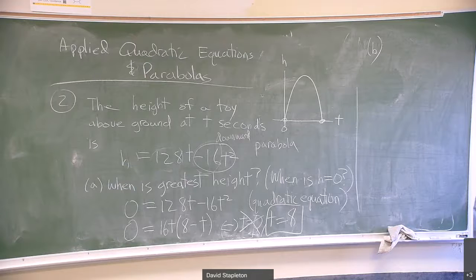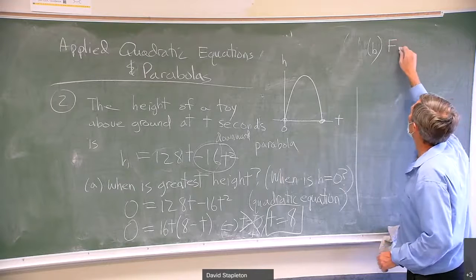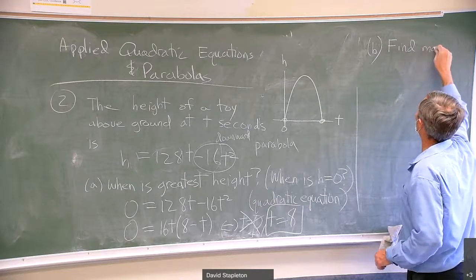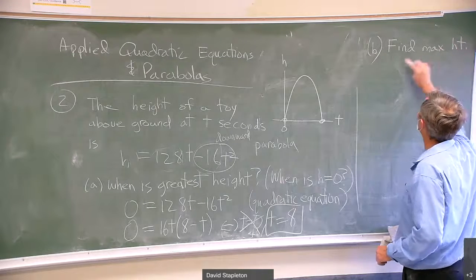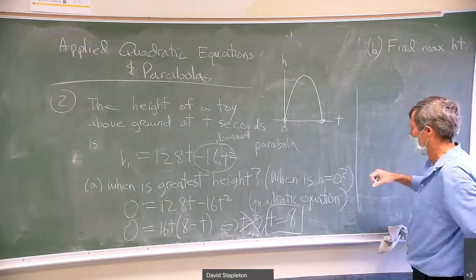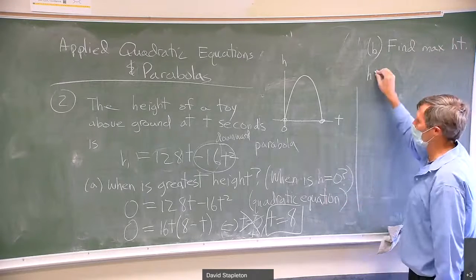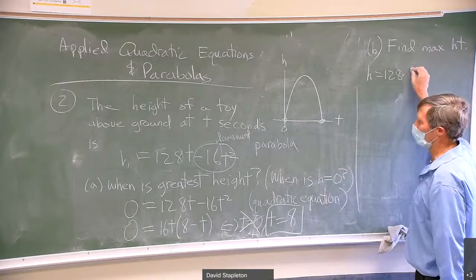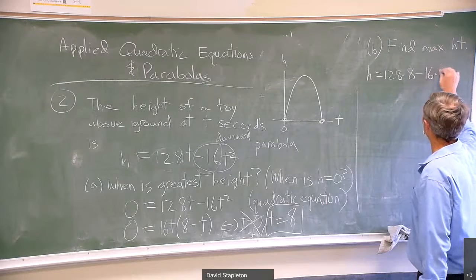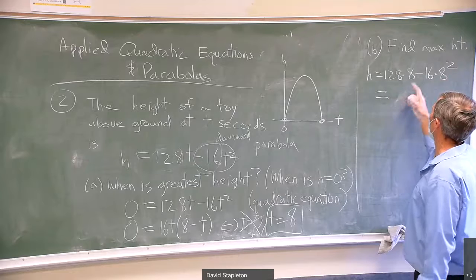Find the maximum value, find the maximum height. How do I find maximum height? That's the time of maximum height. H(t) for height. You just plug it in. Right now, H is 128 times 8 minus 16 times 8 squared. Just plug it in. Now, what do we get?